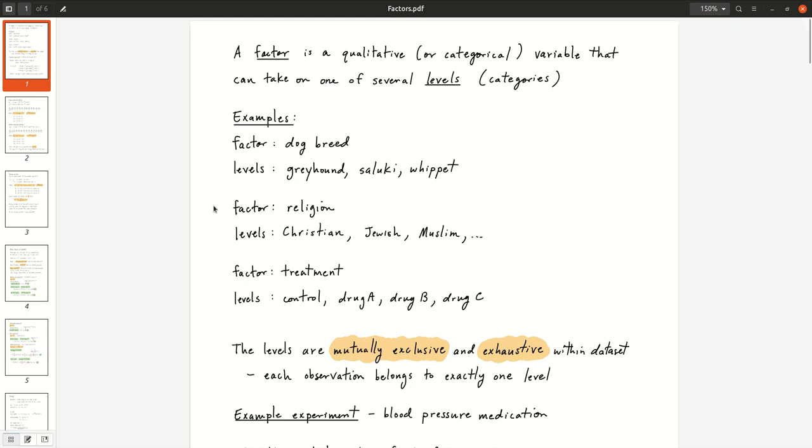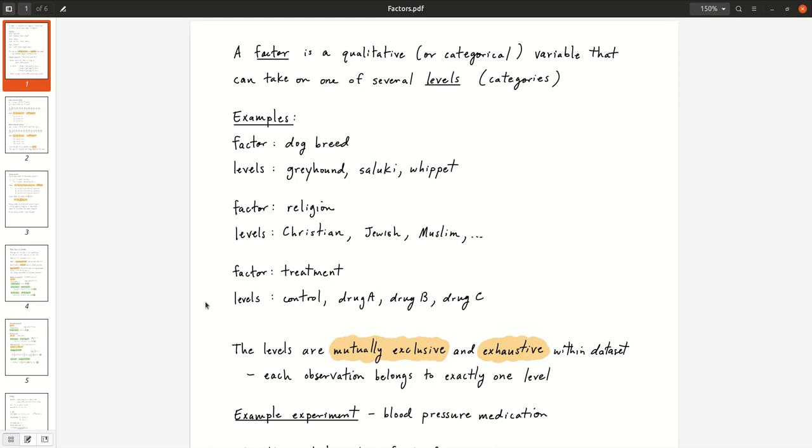Another example would be religion. So you have subjects, and you list out their religions. They could have levels Christian, Jewish, Muslim, and so on and so forth. Another example, we'll be looking at this in detail throughout the rest of the lecture. The factor is treatment. Say you're doing a drug trial and you want to test the efficacy of several different drugs. You put subjects into a control group, a group that gets drug A, a group that gets drug B, and a group that gets drug C if you're testing three different drugs. So the factor is the treatment that the patient receives, and the levels are control, drug A, drug B, or drug C.